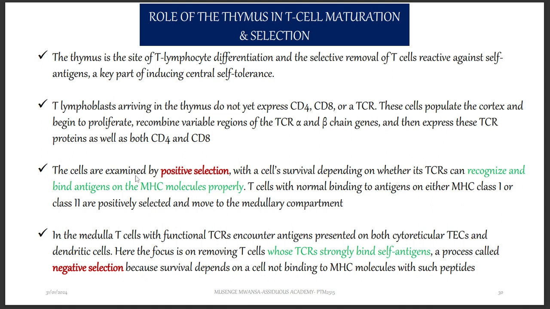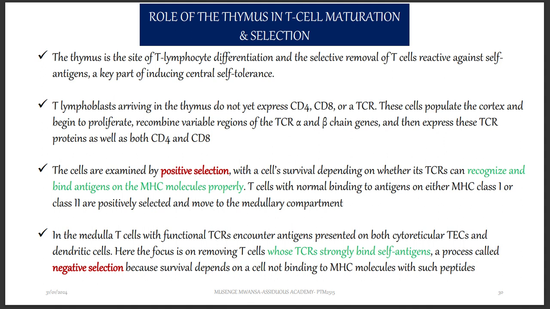So the cells are going to be examined by positive selection. What do you mean by positive selection? A cell's survival depends on whether its T cell receptors can recognize and bind MHC molecules properly. Remember, these T cells are supposed to have CD4, CD8, and the T cell receptor. These are basically receptors. A receptor is something that can recognize something.